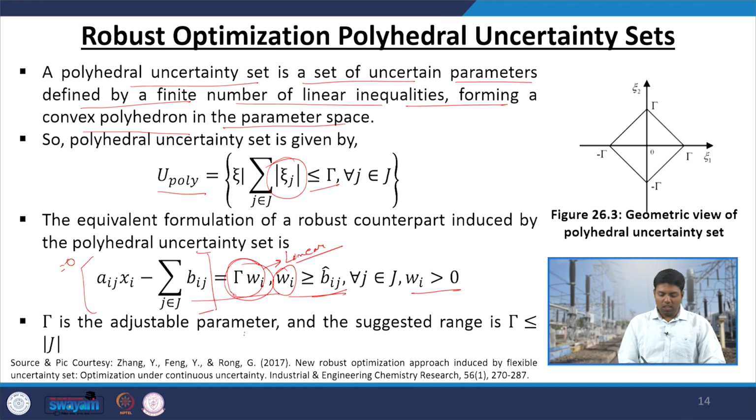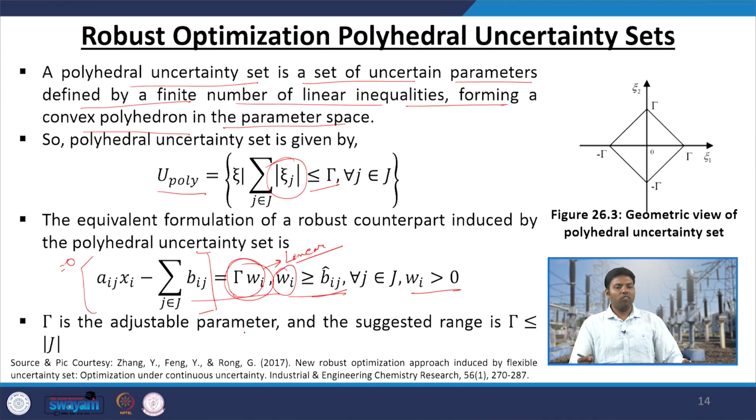Okay. So this is why the polyhedral uncertainty set is mostly used, because generally for uncertain events we do not know what the range of it is. Depending upon that, this Wi value will also be determined, which is greater than or equal to your Bij.